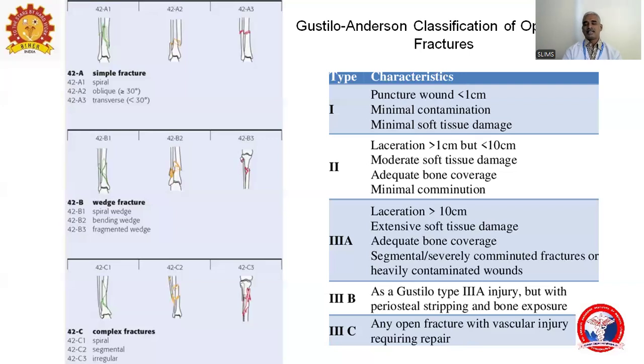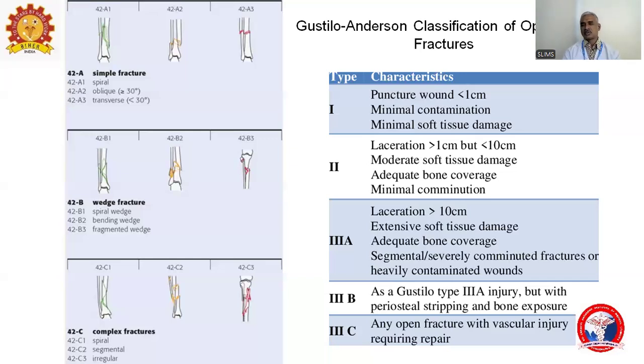Type 2. The lacerated wound is more than 1 centimeter but less than 10 centimeters, with moderate soft tissue damage and adequate bone cover. You are able to close with a little bit of tension. That is adequate. Minimal contamination. We pile all those things into type 2. So the wound should be 1 to 10 centimeters, moderate damage, adequate bone cover, and minimal contamination.